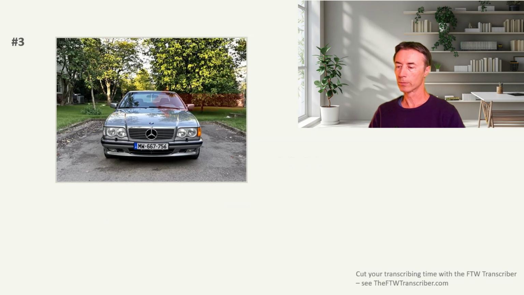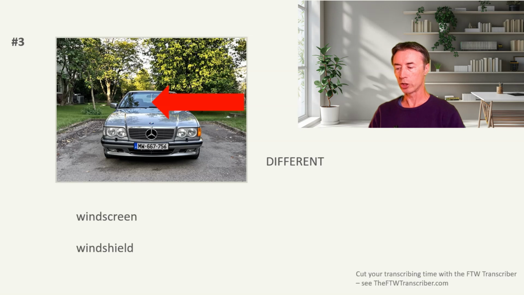Number three, that piece of glass at the front of the car. Same word in Britain and America, or two different words? Different. What are those two different words? Windscreen and windshield, and which one's British, which one's American? Windscreen is British, windshield is American.